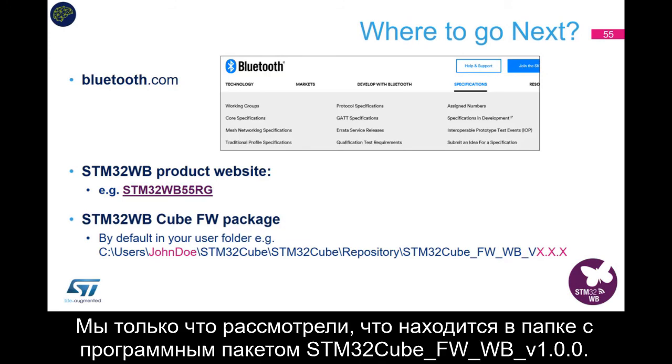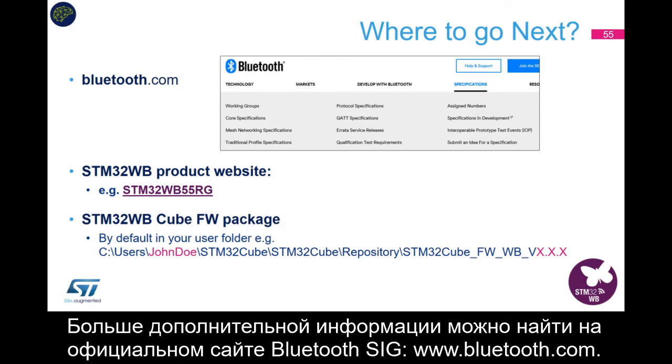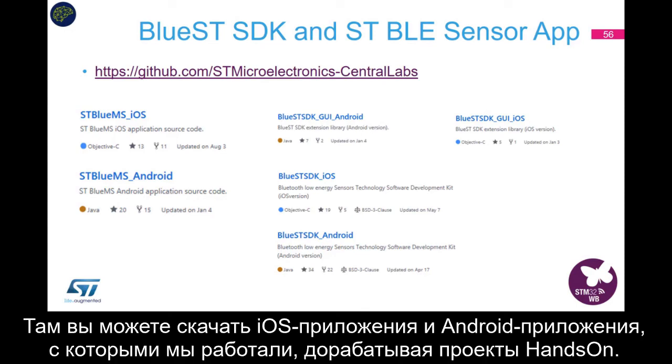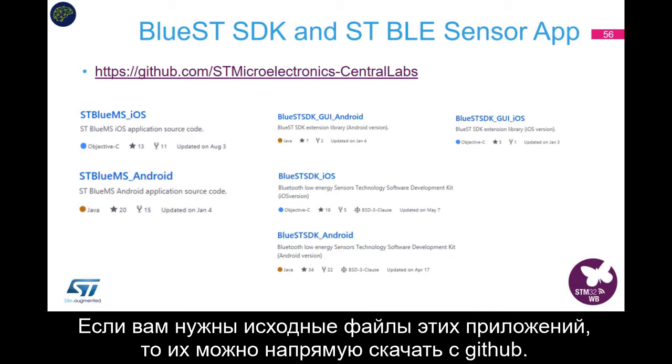So where do you go next? We've just had a look at our latest repository, which is version 1.0.0. There's lots more information about the various specifications on the Bluetooth SIG that you can go and have a look at. And for the apps, if you want the source files for each of our apps, they're available on the GitHub. So you can go and download the iOS app and the Android app that we've been using today to do our hands-on workshops. If you want the source files as your starting point for any of those apps, you can download them directly from the GitHub so you can have a play.